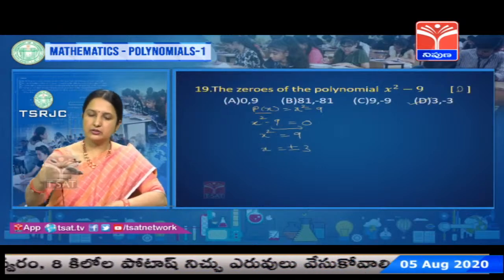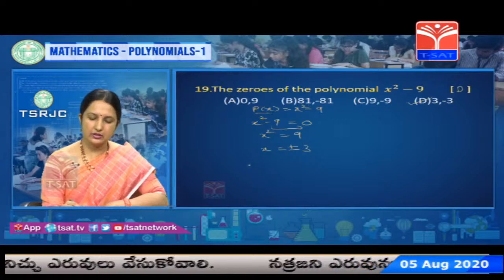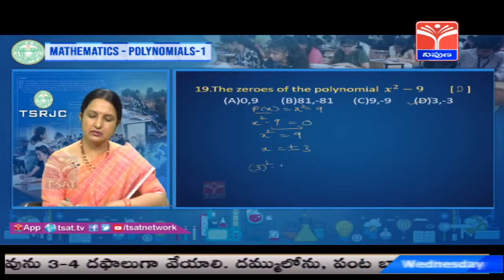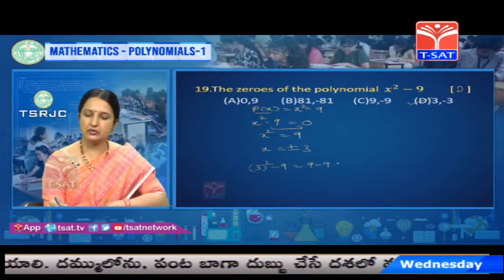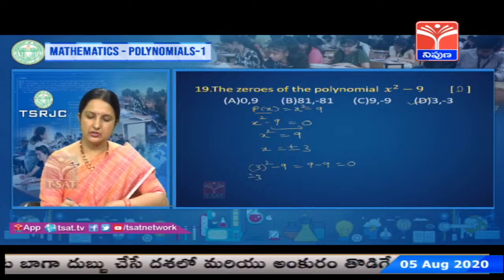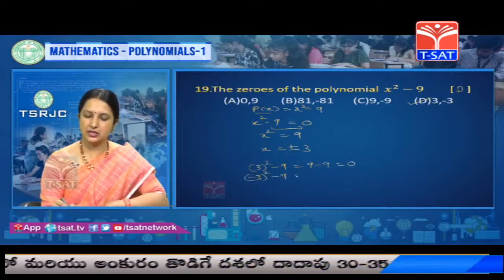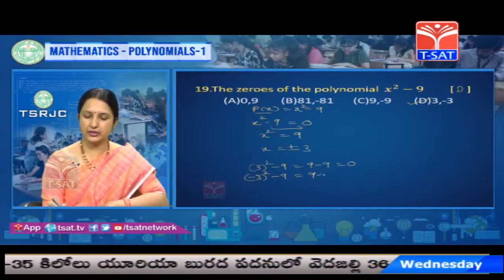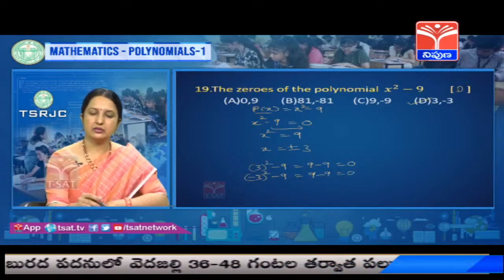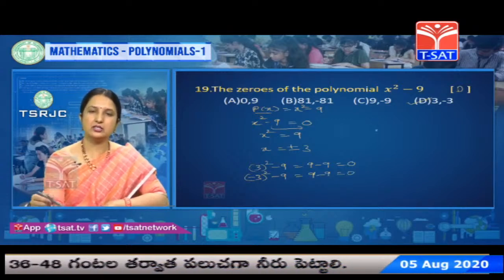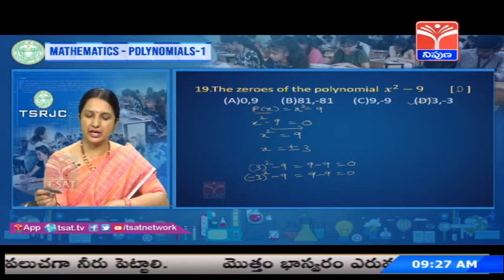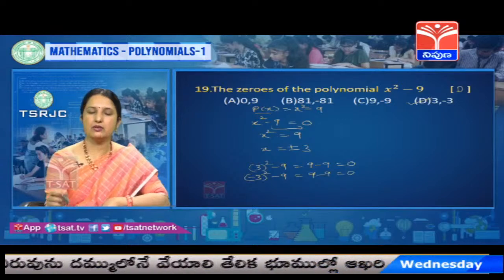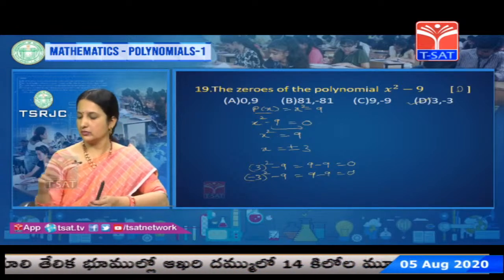Or else you can substitute and check through the answer also. Substitute 3: 3 square minus 9, 9 minus 9 equals to 0. Substitute minus 3: minus 3 square minus 9. Since it is an even power, you get positive 9, 9 minus 9 equals to 0. If you write a 0 now, 0 square is 0, 0 minus 9 is minus 9, but you should get a 0 only. So for all the remaining values you will not get a 0.